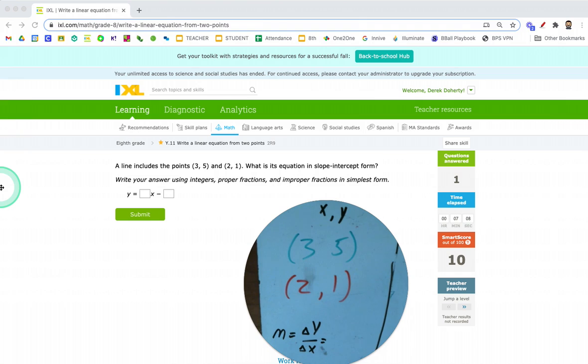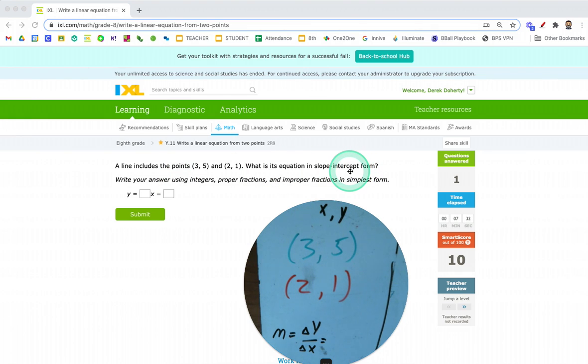Okay, and for this next problem, same setup for Y11 the whole time. They're always going to give us 2 data points. And in this case, they tell us a line includes the point 3, 5, which you see on my whiteboard there. And they also tell us that includes the point 2, 1. So I've listed those 2 points on my whiteboard, just like you could on your piece of paper. And now my job is to figure out the equation in slope-intercept form.